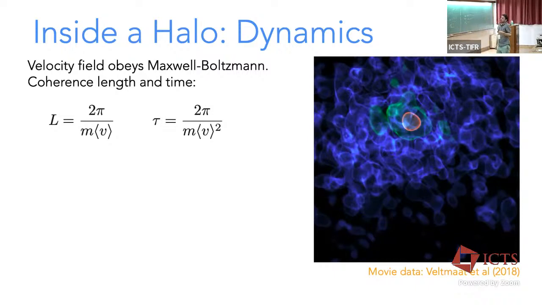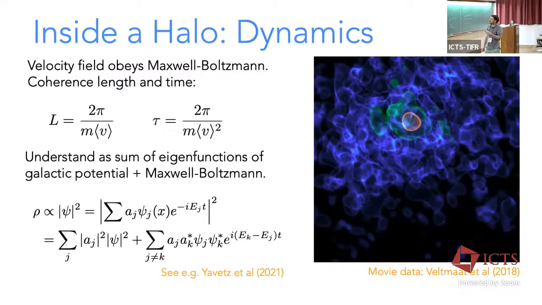Right, so there's a coherence length and coherence time. The coherence length is roughly the de Broglie wavelength with a factor of 2 pi. The coherence time is roughly the time it would take a perturbation to cross the de Broglie wavelength, so length over v.